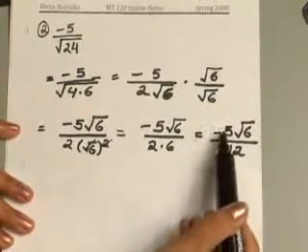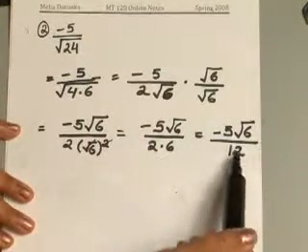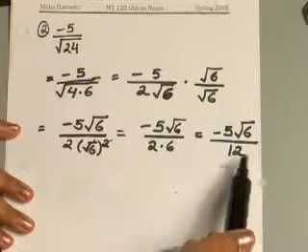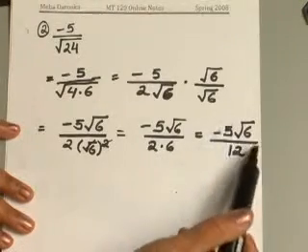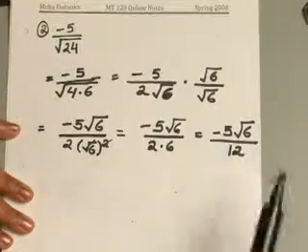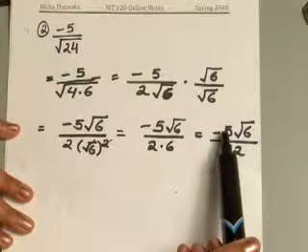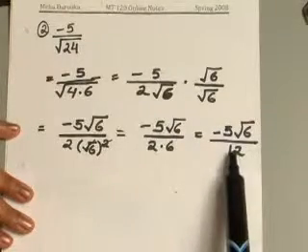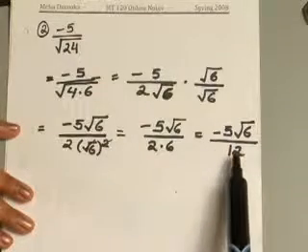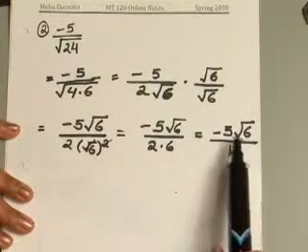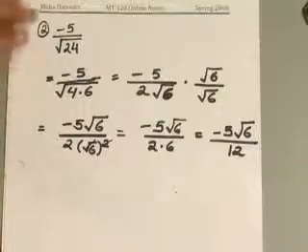Now you can see 5 and 12 cannot reduce each other because 5 will not go into 12. And that's why in this example, we'll go ahead and leave our answer like this. Now, if that was like a 9 and this was a 12, then of course you could go ahead and reduce it down further. But in this case, you can't, so you leave it right there.